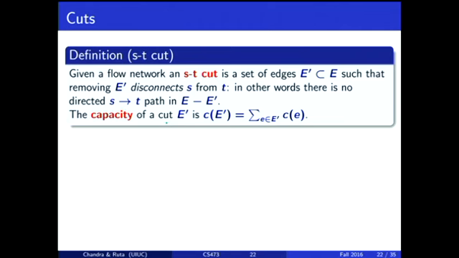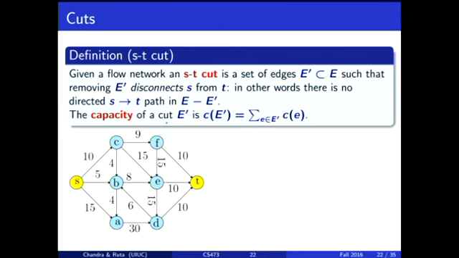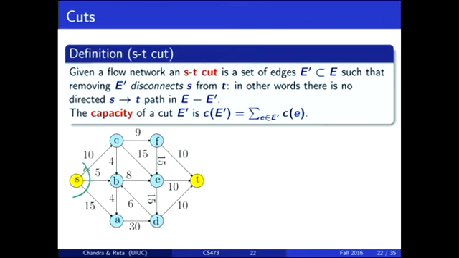Yeah, that's a cut, right? I'm disconnecting S from T. Okay, and what is the capacity of the cut? It is simply the sum of the capacities of the edges in that set. So here are some examples. Here is a graph. What is the most obvious cut? If I remove these three edges, then that is a cut, right? Clearly. What about another cut, the edges around T?